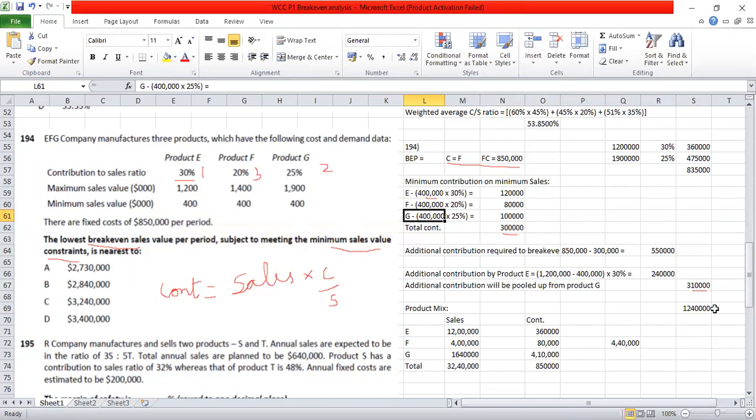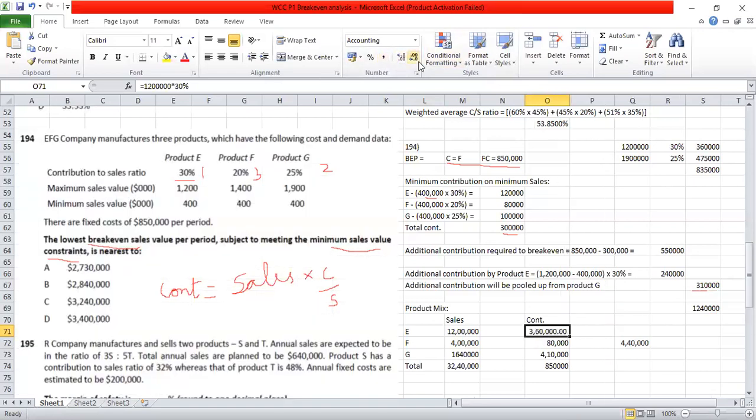So now G will be able to contribute. So now let's decide on what the product mix is. E is taken to the maximum 1,200,000, and contributing, I think if I put a comma, there will be clarity. And this is 360,000 contribution. This is 80,000 contribution. F is only that. Now G has to be decided on how much it will be contributing. So the additional contribution is 410,000. So for a contribution of 410,000, sales will be 410 divided by 25%. Add it up, it is 3,240,000.